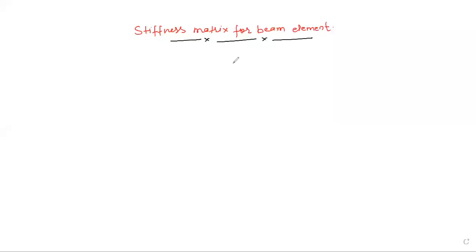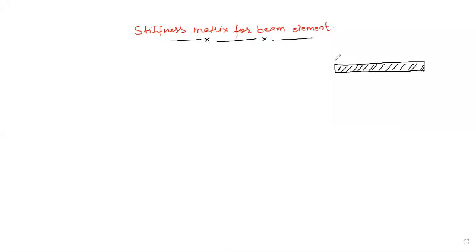So, stiffness matrix for beam element. Let us take a beam first. What I am doing, I am considering a beam element here. Just this is a beam element. Okay. Let us take the loading condition.